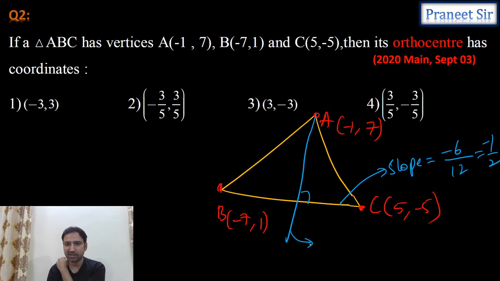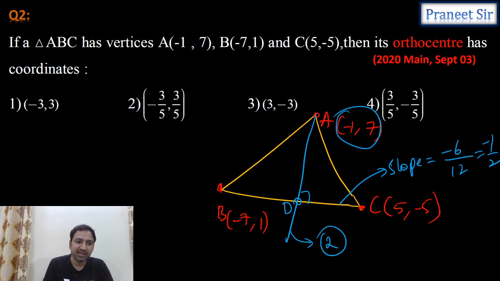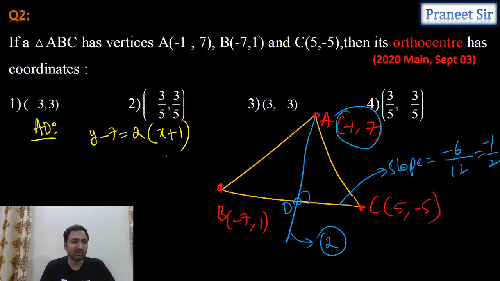Then what about the slope of this line AD? Let's take it as AD. What is the slope of this, guys? The inverse slope. Isn't the slope going to be 2? If the slope is 2 and it passes through the point (-1, 7), can I calculate the altitude equation AD? So the AD equation is y minus y1 equals slope 2 into x minus (-1). This is what we're getting. Now you can verify the options. Which option is satisfying?